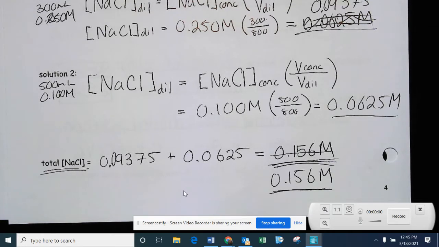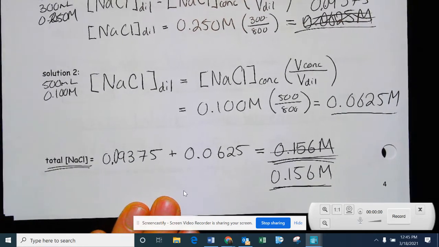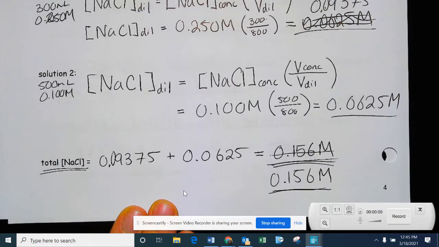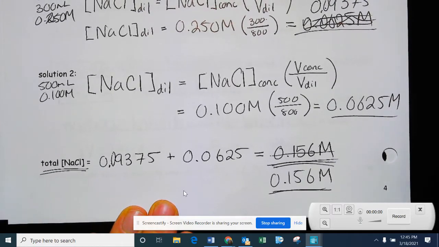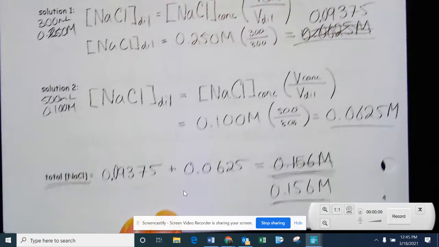Okay, we are going to do 2 more examples, and then I'm going to let you all work on some questions. Does everybody have this one written down?